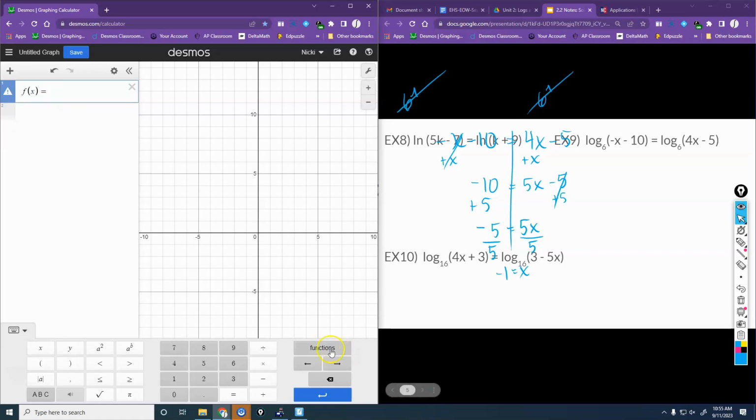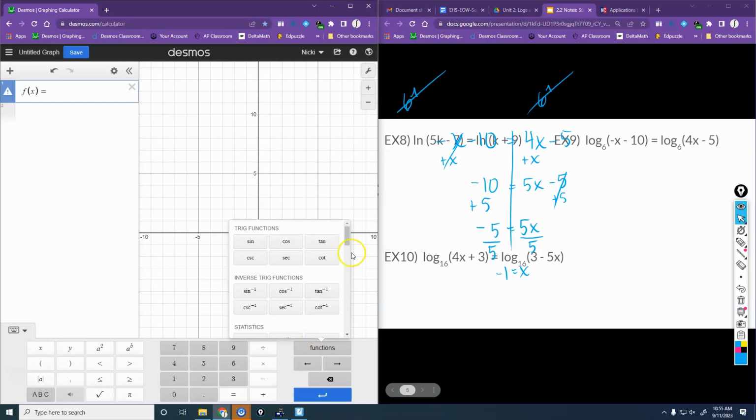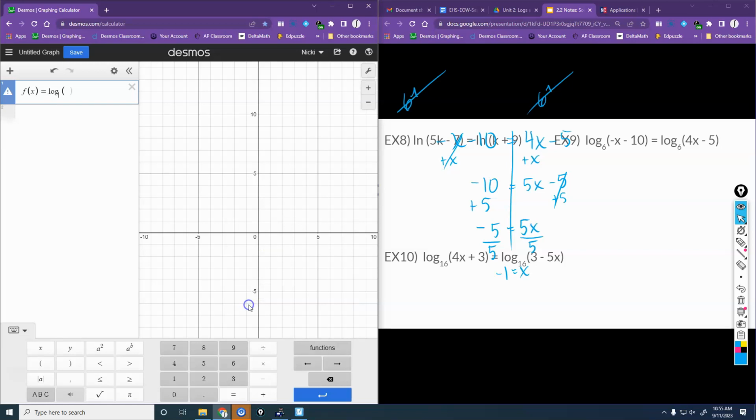To get to log with a base of 6, you're going to hit functions. It's down here towards the bottom, right here, underneath calculus. I don't know why they put it underneath calculus, because logs show up in other places. And then g of x equals, you can copy and paste in this. I'm going to do that so I don't have to go back, and then I can just change this inside part: 4x minus 5.